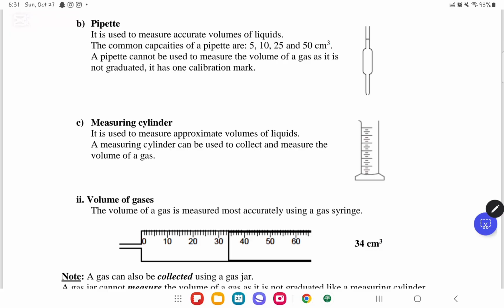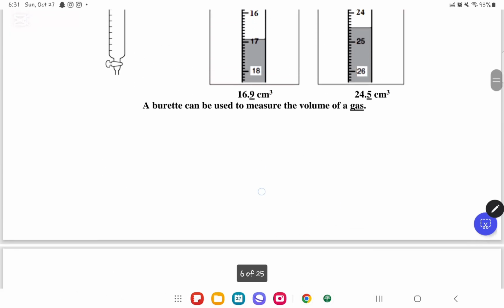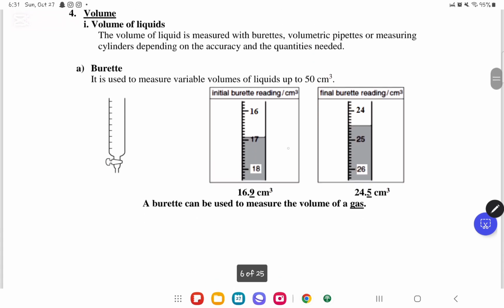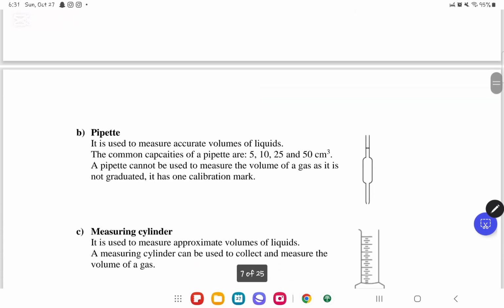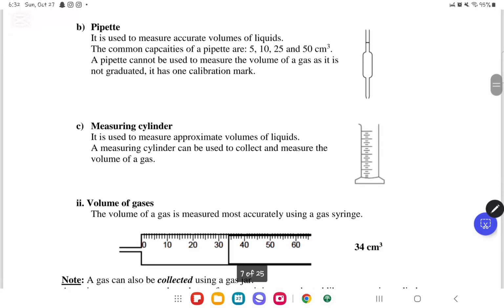Okay. Now the final one is measuring cylinder. If you want to use a measuring cylinder, you use it to measure approximate values of liquid. It can be used to collect and measure the volume of a gas. Oh, so now look. If we go up here, they didn't mention anything about a gas. So that means in the burette and the pipette, you cannot use it to measure a gas. However, in a measuring cylinder, you can use it to both collect and measure the volume of a gas.